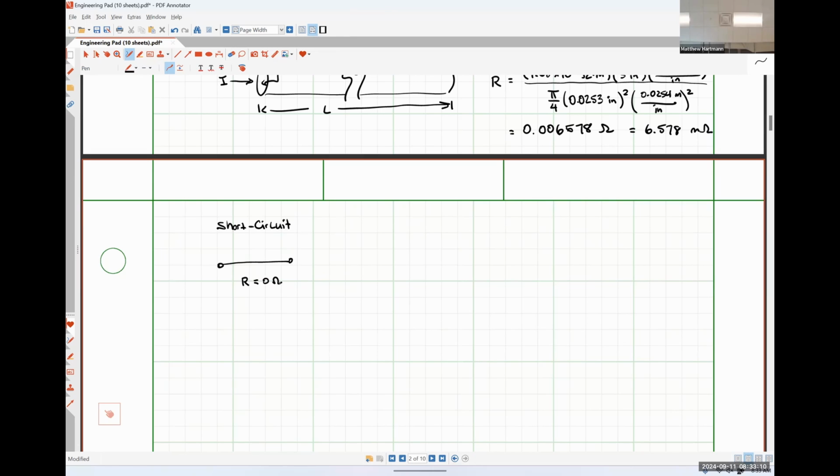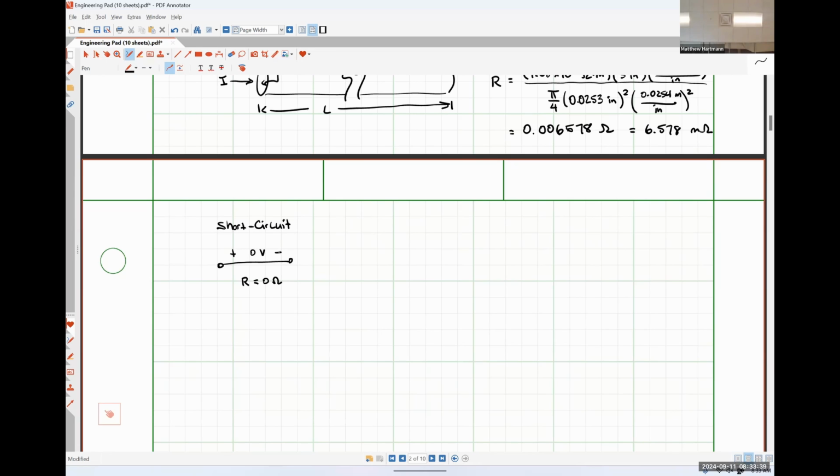And since our resistance is 0 ohms, what does that tell us about the voltage drop across a short circuit? If V is equal to I times R, and R is 0, V has to be 0, right? So anytime we're dealing with a short circuit, it will always have a 0 volt drop across it.